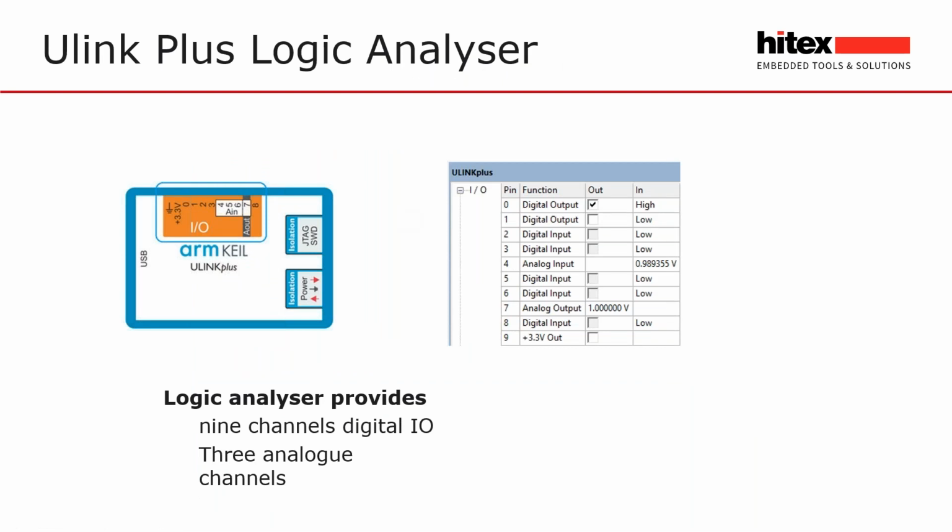The U-Link Plus also provides a logic analyzer. So there are 10 digital channels, and 2 of those can be converted into analog channels as well. Okay, so we can output analog voltages and get input analog voltages as well. And again, those can all be displayed within the System Analyzer.